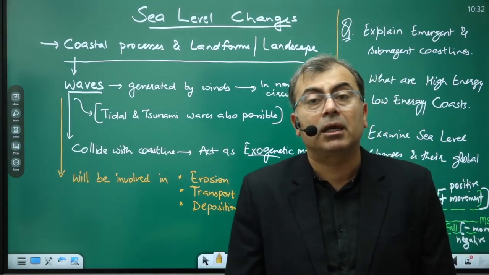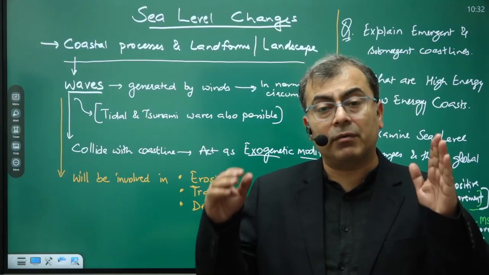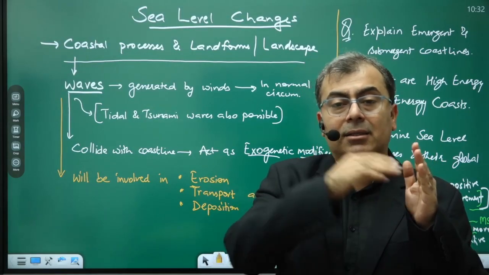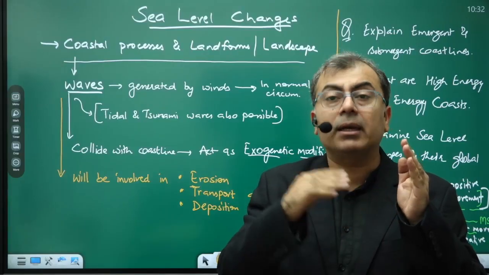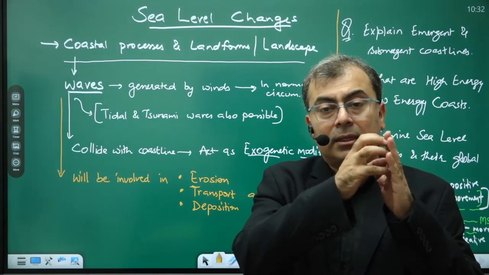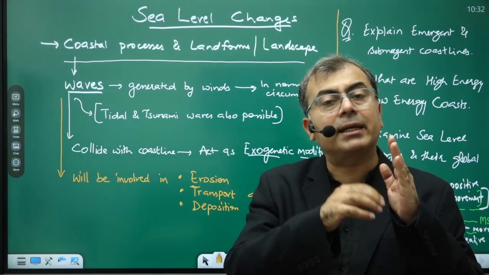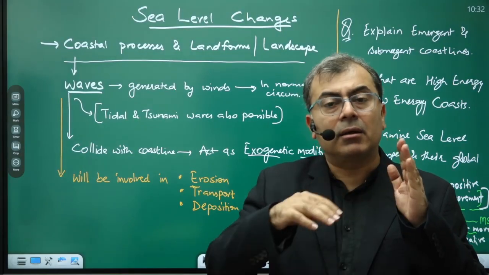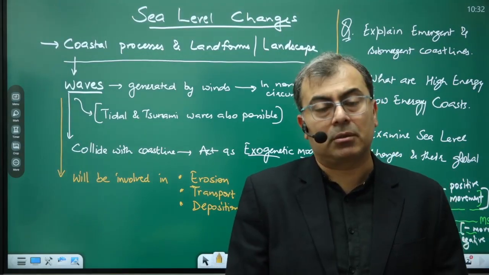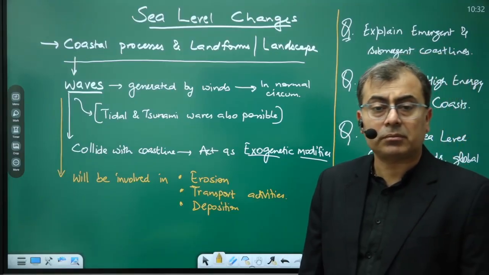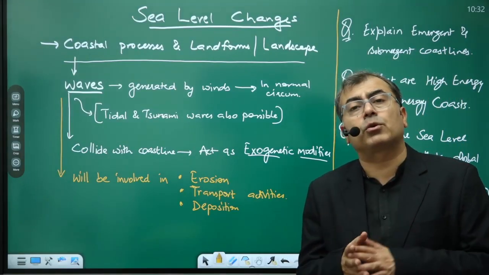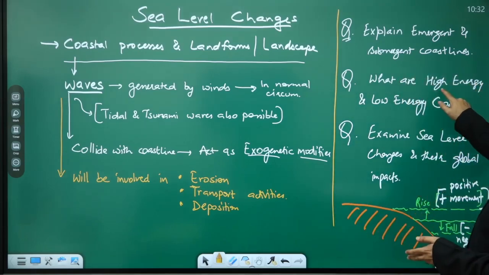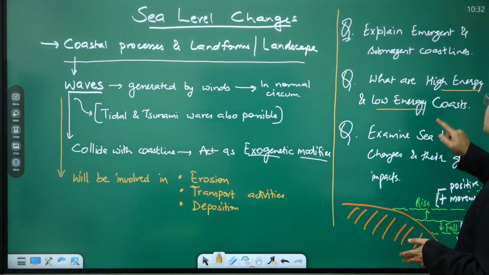But if the waves are weak, they will come and touch the coast. ज़्यादा तो मार नहीं पाएंगे, but because they are hitting them, the sediments will fall and get collected there only. Yes or no? So in that area, you will see more of deposition. That sort of a coastline is called low energy coast. Did we understand? High energy, low energy.